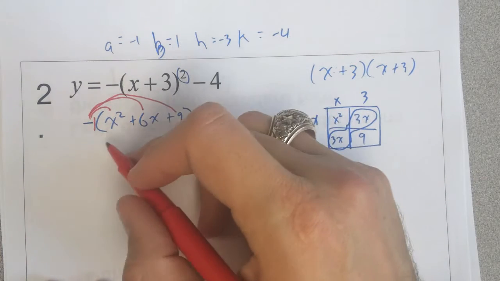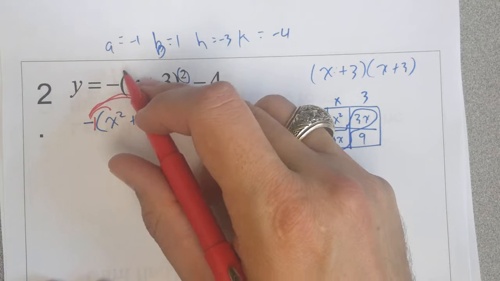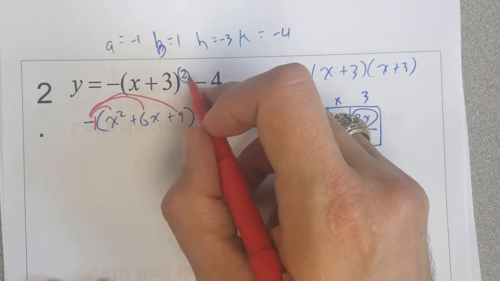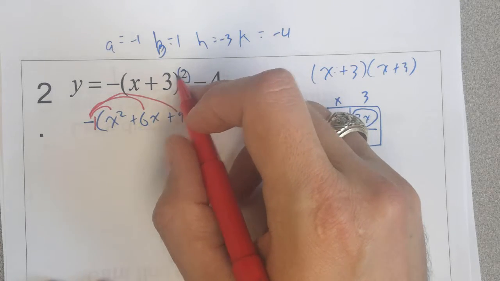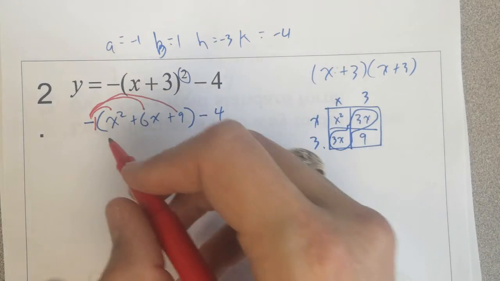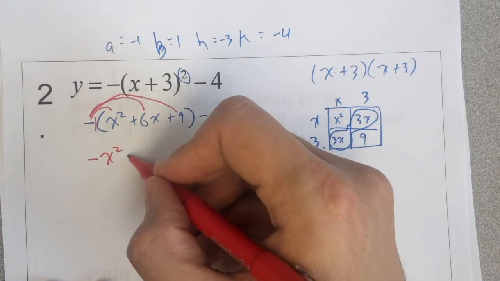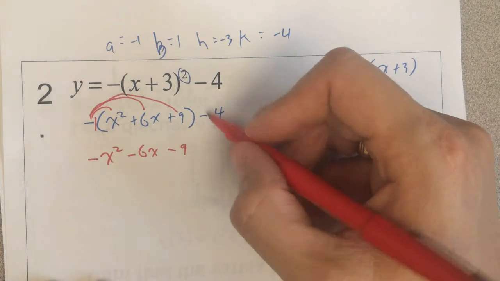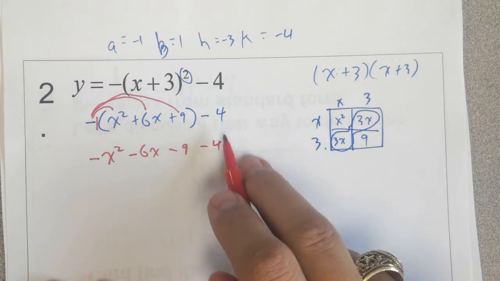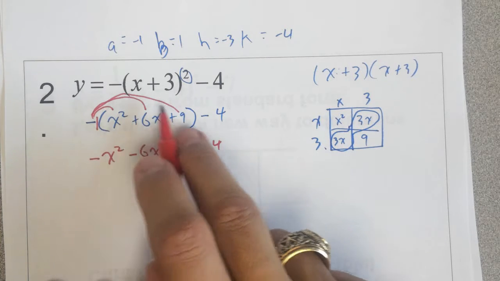Yes, I can only do it now. I could not do this before. I can't distribute this negative until after I get rid of this. Order of operations says exponents first, and then multiplication and all that stuff. So I take this, I now have -x squared minus 6x minus 9, and then I have my -4. It does not affect the -4 because it is not in my parentheses.